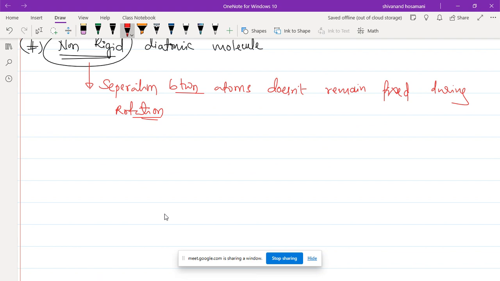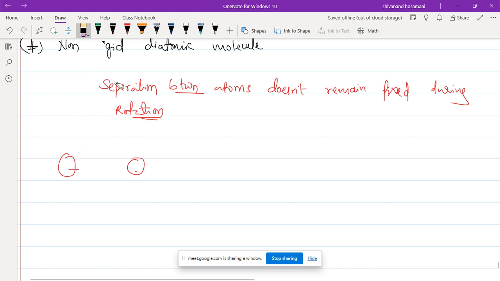A diatomic molecule is like a dumbbell shape. There is one atom here and one atom there, and we represent their separation. So this is the separation between the atoms. Let us consider these as m1 and m2. Suppose it is rotating about a particular axis, say along the z axis. Okay.